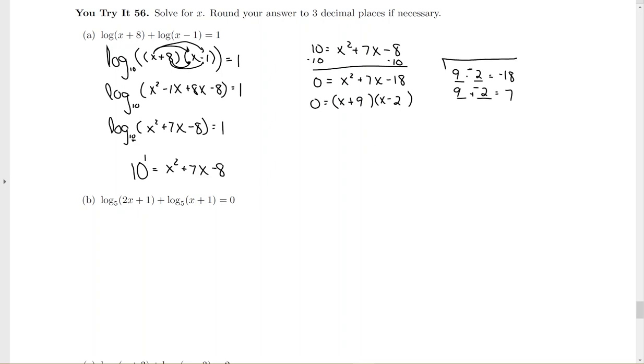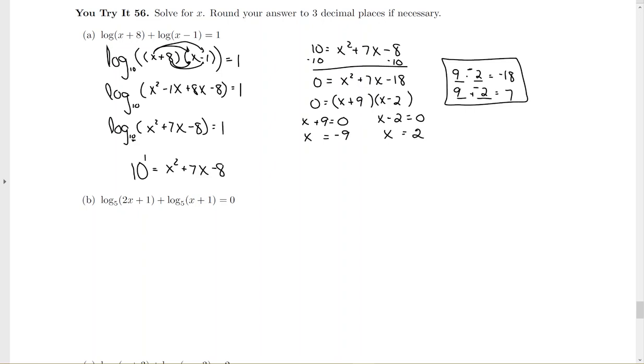This idea right here, though, only works if there's a 1 in front of the x squared. If there isn't, then we're going to have to do something slightly different, and I'll show you how to do that when we get there. Set each of these factors equal to 0, solve for x, and then check your answers. So subtract 9, add 2.